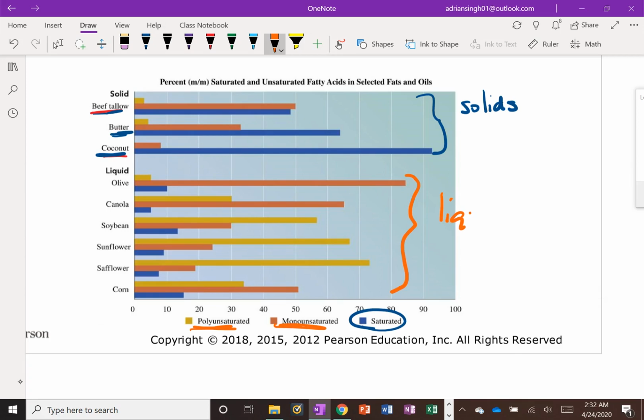These all tend to be liquids because they have the double bonds in their tails that form those kinks that don't allow them to pack close together. So that has a huge impact on the physical state of that lipid, whether it's a solid or whether it is a liquid.